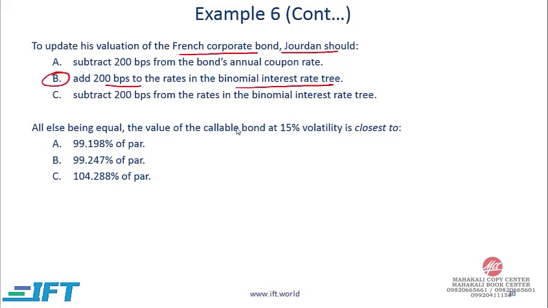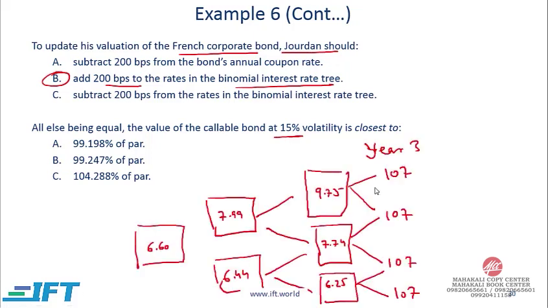Next, we need to calculate the value of the callable bond. Now, this is the backward induction process. It's similar to what we've done before, but the difference is that we now need to add 200 basis points to all the government rates given. So I'll set this up for you, and then you need to actually do the calculation. What I'm doing here is showing you the rates that you need to use.